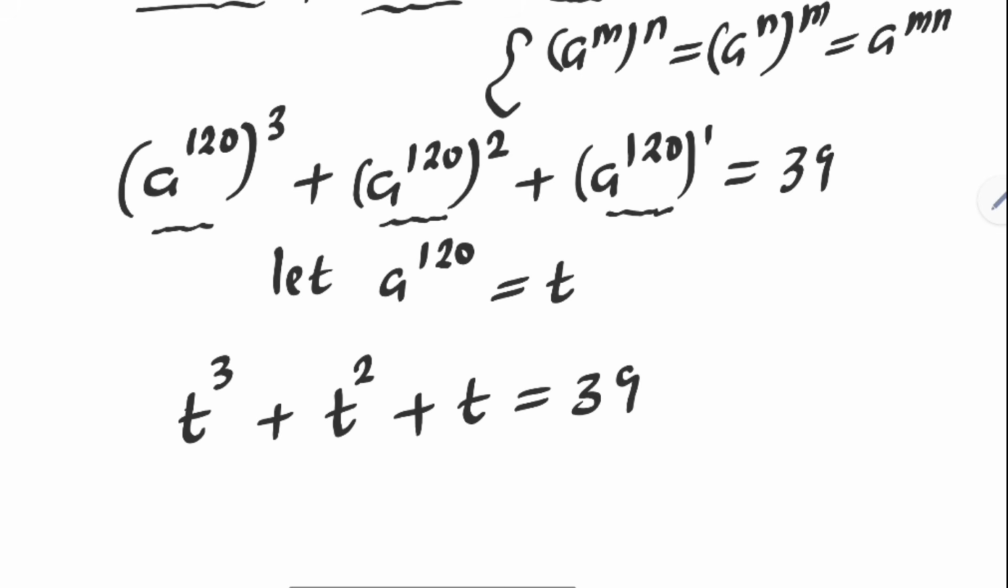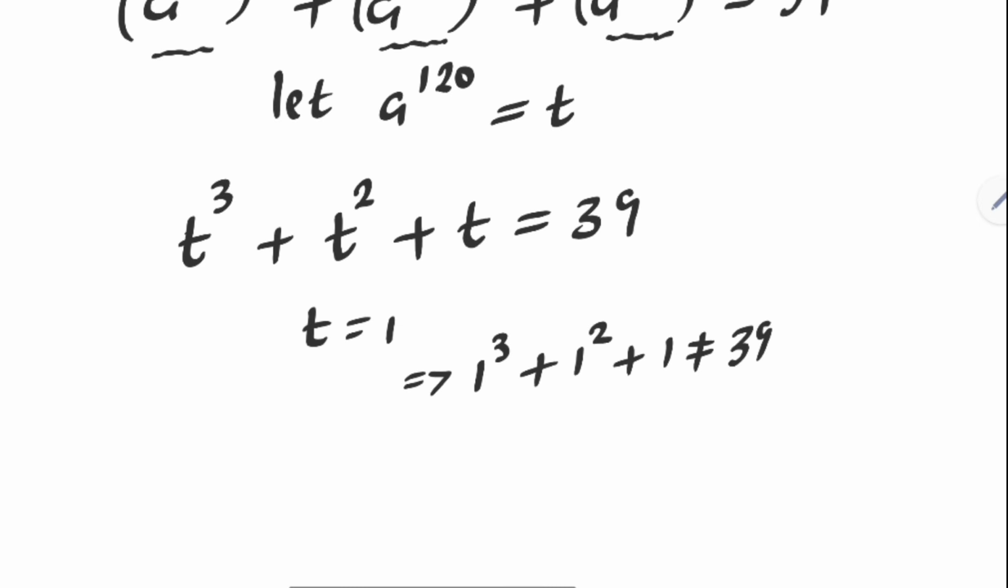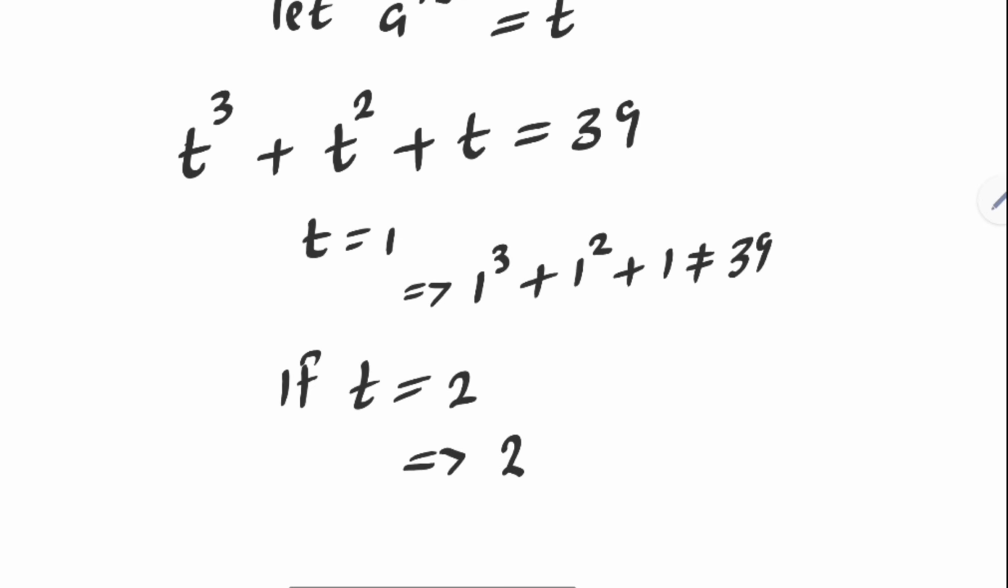Now let's see if t equal to 1. So we have 1 raised to power 3 plus 1 square plus 1. This is not equal to 39. If t is equal to 2, 2 raised to power 3 plus 2 square plus 2. 2 raised to power 3 is 8 plus 2 square, that is 4 plus 2. This is not equal to 39.